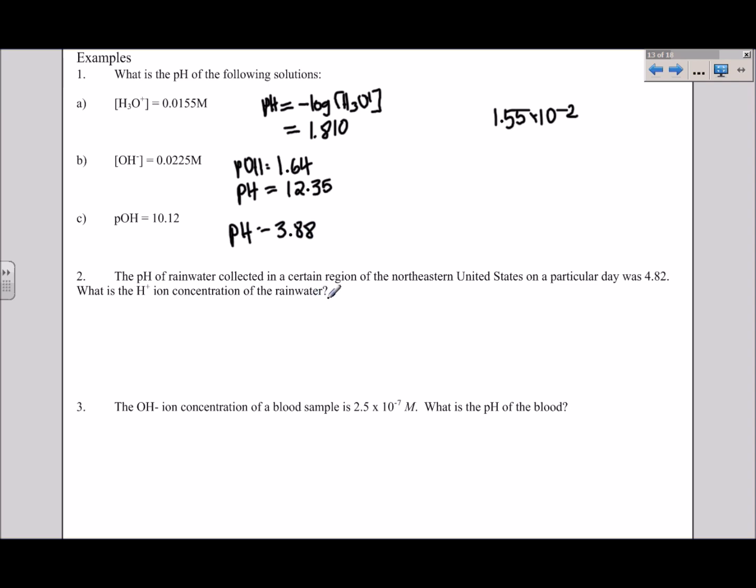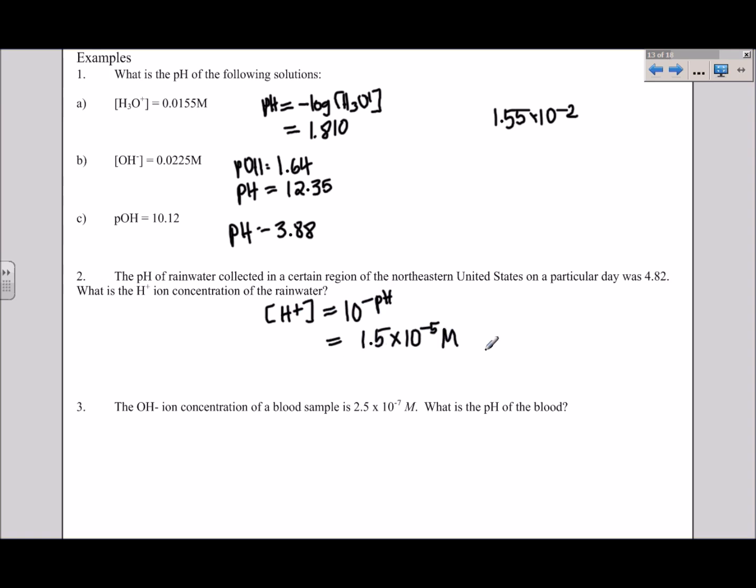In example 2, we're given the pH of 4.82, and we're asked to find the H+ concentration of a sample of rainwater. When you've got the pH, the concentration of the H3O+, or H+, which as we've discussed are interchangeable, is calculated as 10 to the power of negative pH. And the answer is 1.5 times 10 to the negative 5. This pH has 2 significant digits, as does my final answer.